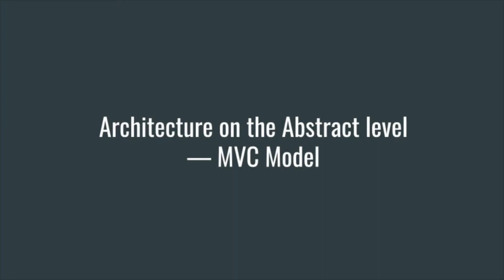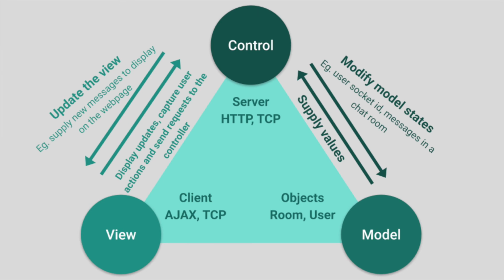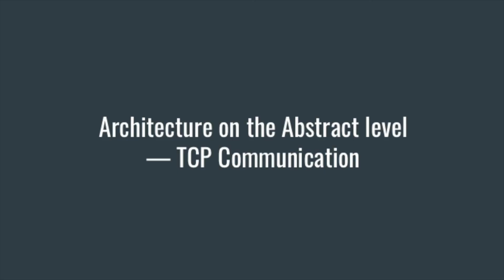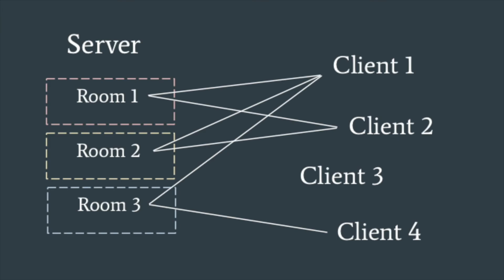Our application uses the MVC model as our architecture. Our server as the controller modifies and accesses the objects. It also updates the view at the front end. Our client displays the updates, captures user actions, and sends requests to the controller. Next, I'll talk about the abstract TCP communication model of our app. The server manages all the rooms for the clients' TCP connections. Let's look at an example.